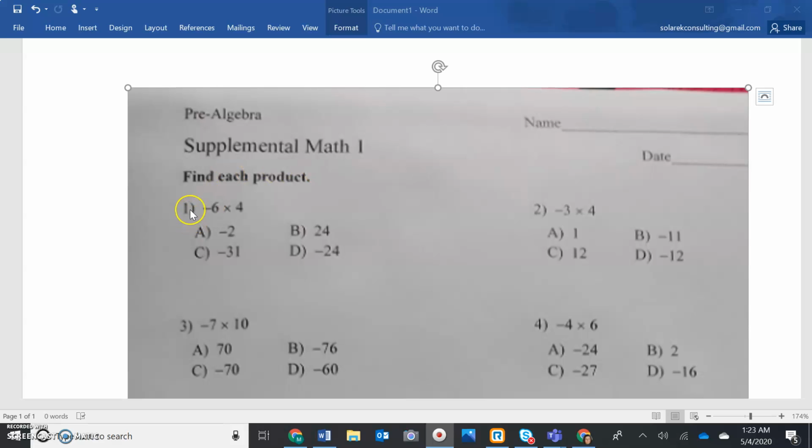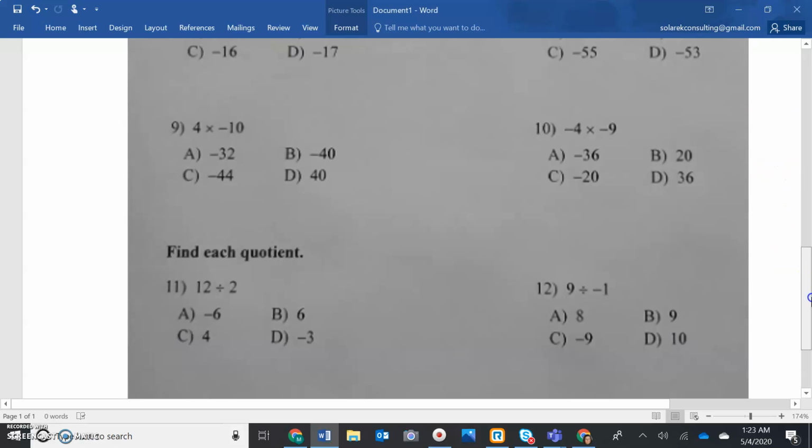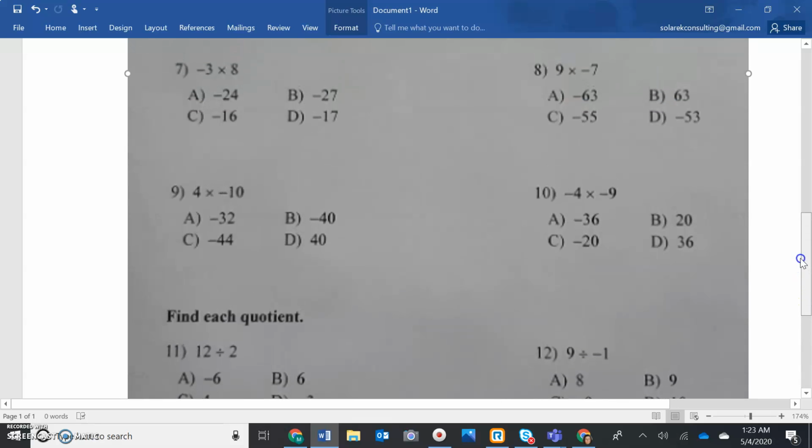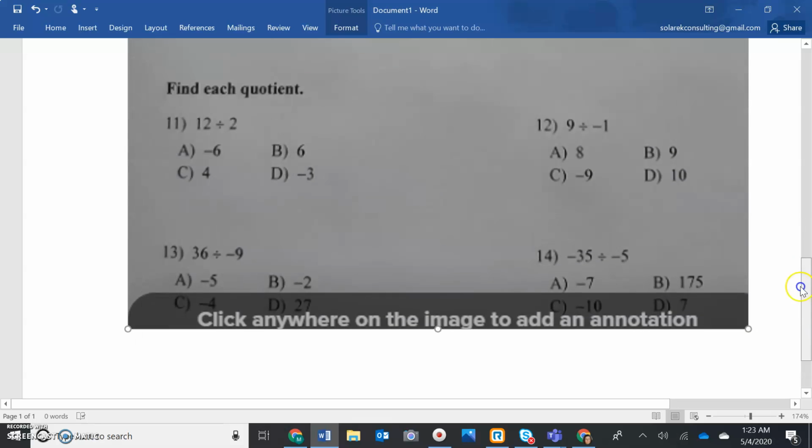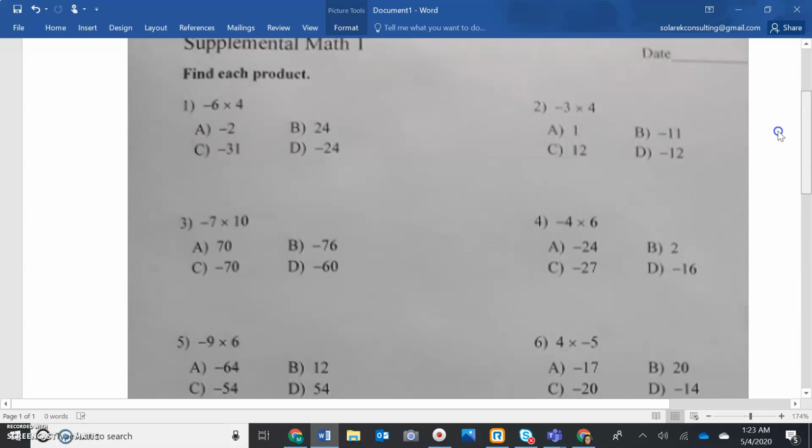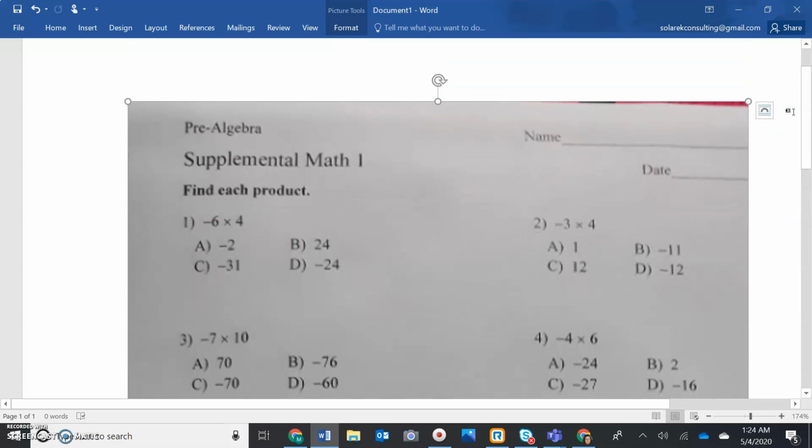Now we're going to write 1, and you can go ahead and number. Let's take a look here. We're going to scroll down. And you can write down 1 to 10 because we're just going to write a multiple choice letter next to it. So let's do number 1 together.